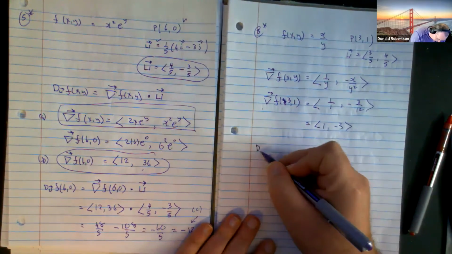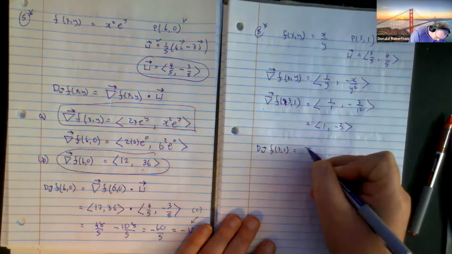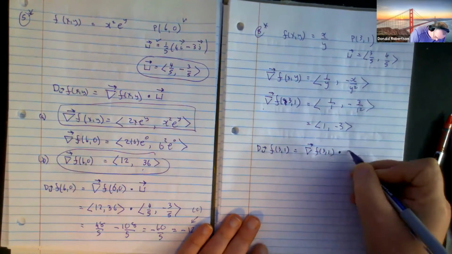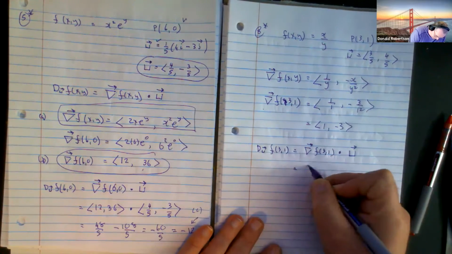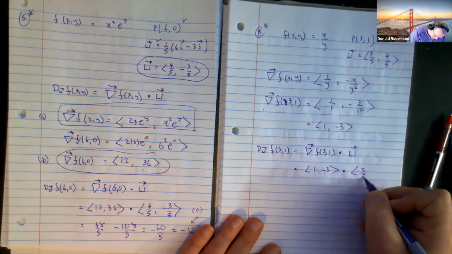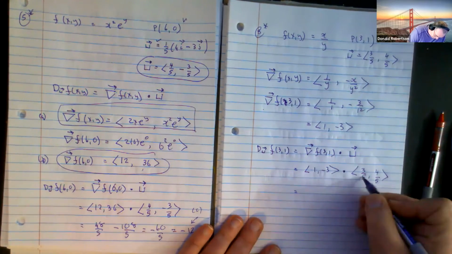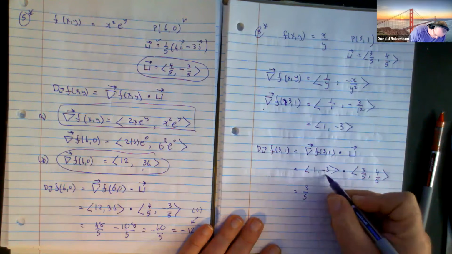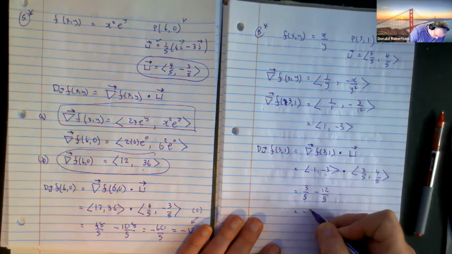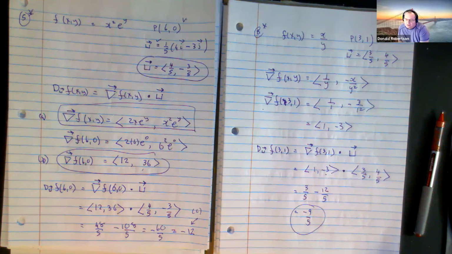I can now get the directional derivative at the point 3, 1. It's going to be the dot product of the gradient vector with the unit vector. So it's going to be that guy, dot product with that guy. And 1 times 3/5 is 3/5, and negative 3 times that is negative 12/5. So the answer I get is negative 9/5.